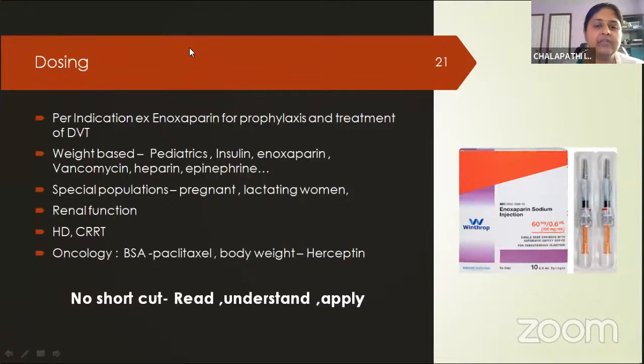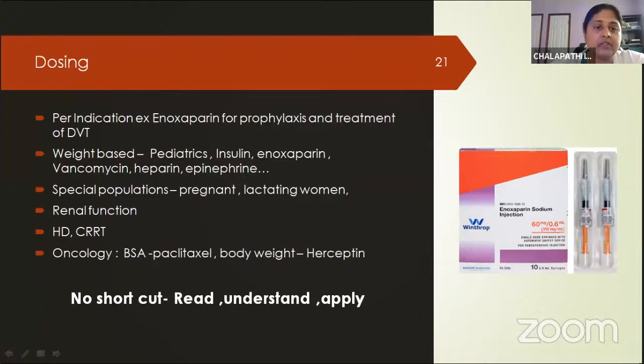So weight-based, many drugs, but vancomycin, heparin, epinephrine, all these depend on the weight. And special populations, we have to take care of the dosing. We look at the renal function and then dose accordingly. Patients who are on hemodialysis, who are on CRRT, how much to give, when to give, do we give it before hemodialysis, do we give after hemodialysis, do we need to change the dose? All these have to be taken care of. And then oncology, that's a special department where you have to dose based on the body surface area, and then some drugs based upon the body weight. So here, as I mentioned below, there is no shortcut.